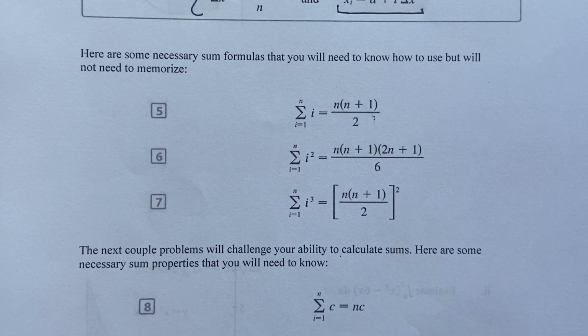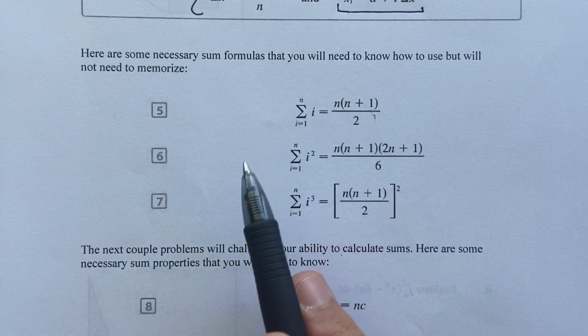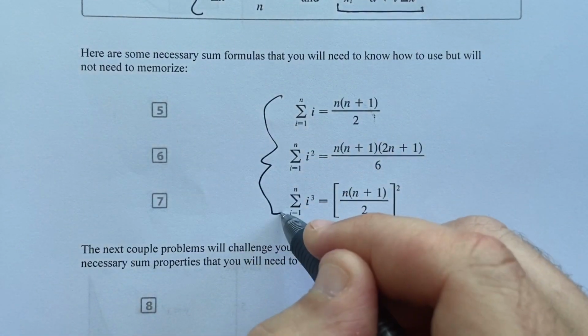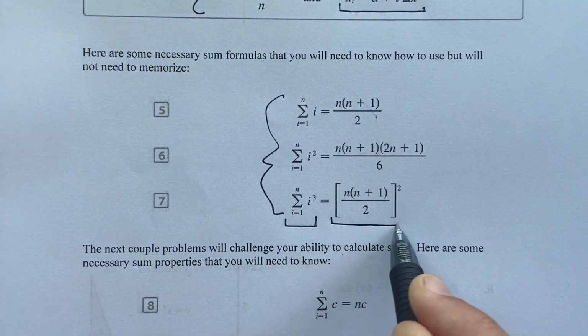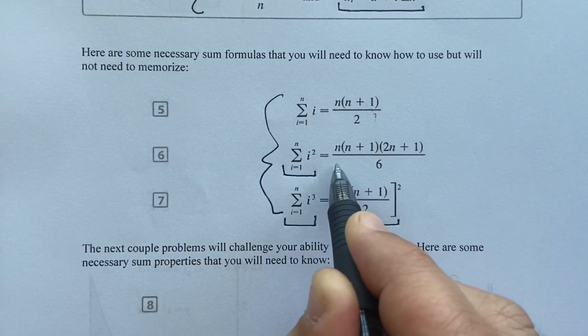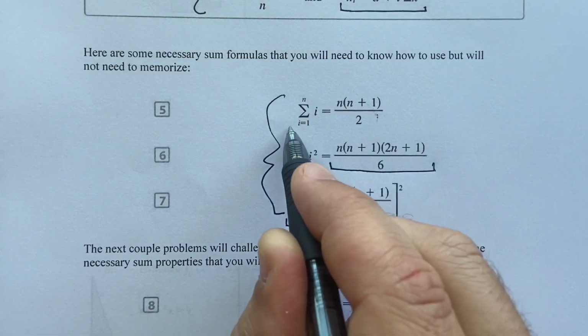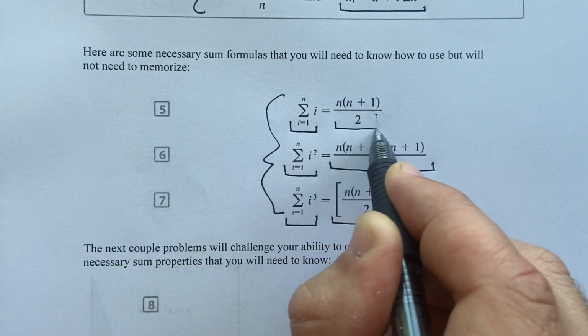When it comes time to evaluate sums, we'll do so using these three replacements. So whenever we have something like this, we can replace it with this. Whenever I have something like this, I can replace it with this. Whenever I have something like this, I can replace it with this.